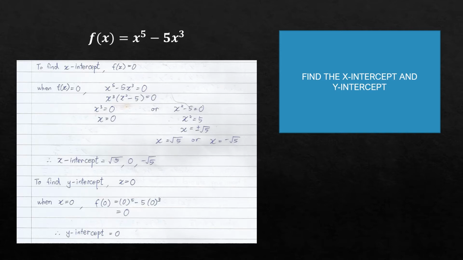To find the x-intercept, f(x) equals 0 and we substitute into the function above. Then we can find that the x-intercepts are square root 5, 0 and negative square root 5. Same for the y-intercept. We let x equal 0 and found that the y-intercept is 0.